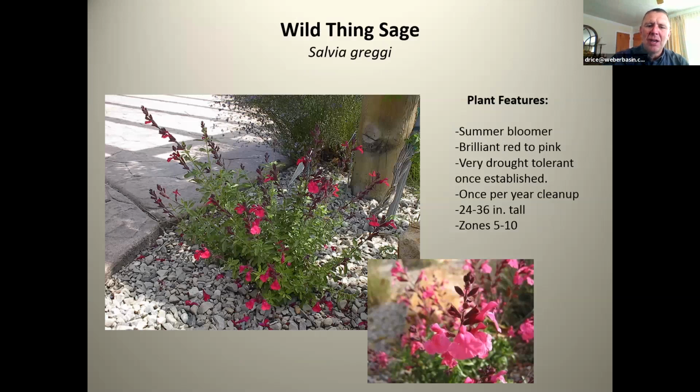Wild Thing Sage. So this is a salvia related to your blue Mainites and others, but it's a little different. This one is a zone 5 to 10, 24 to 30 and 6 inches tall. Really nice color on them. Drought tolerant once established. Not much more to say about it.